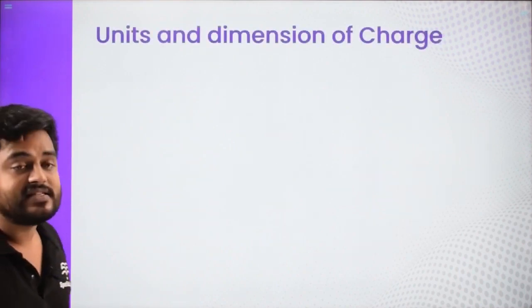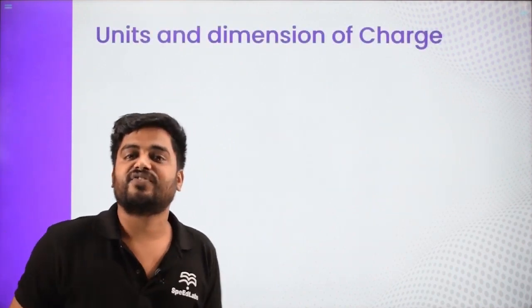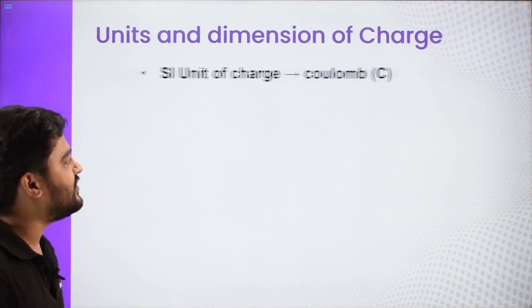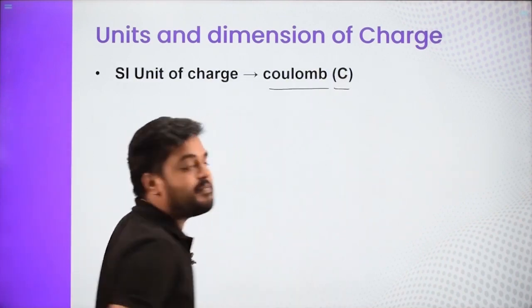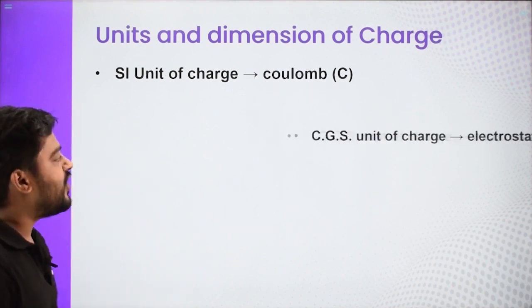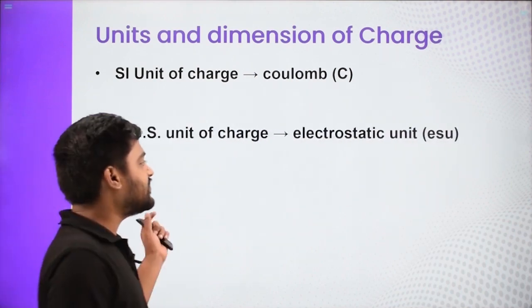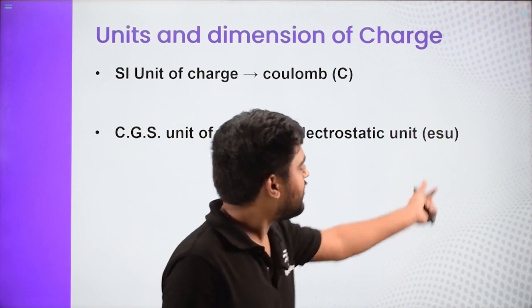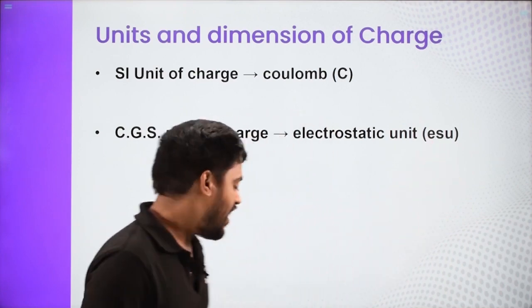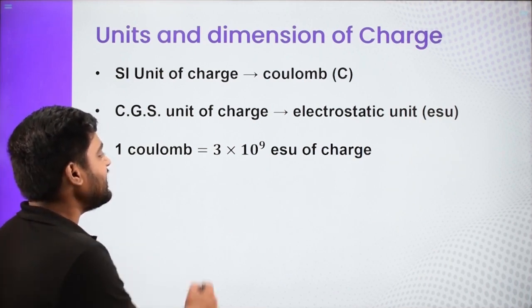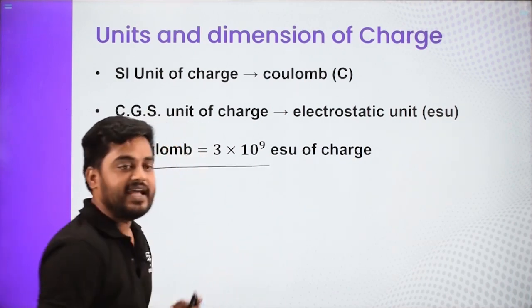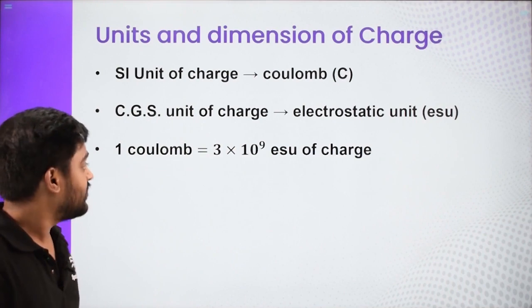Now let us discuss the unit and dimensions of charge. The SI unit of charge is Coulomb, represented by capital C. And what about the CGS unit? The CGS unit is the electrostatic unit, or ESU in short. If we want to relate these two, then 1 Coulomb is equal to 3 into 10 raised to power 9 ESU of charge.